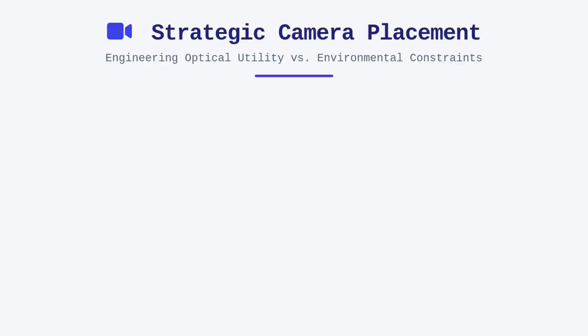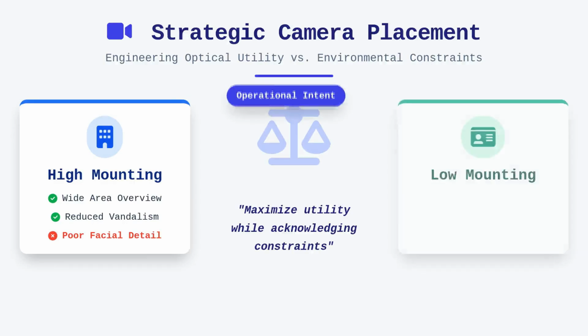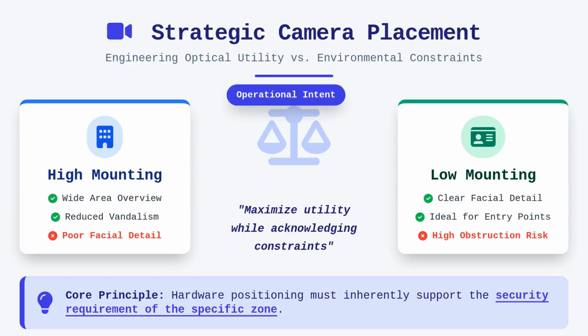When we evaluate an environment, we need to consider the interplay between mounting height, the angle of view, and the specific security requirement of the zone in question. A camera placed too high might provide a great overview of a parking lot, but it may fail to capture the critical facial details necessary for identification at an entry point. Conversely, a low-mounted camera might capture perfect identification footage, but become susceptible to vandalism or obstruction by passing crowds. We always aim for a balance where the physical position of the hardware inherently supports the operational intent of the surveillance project.